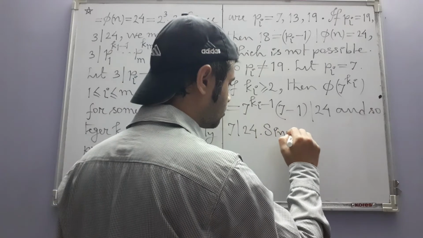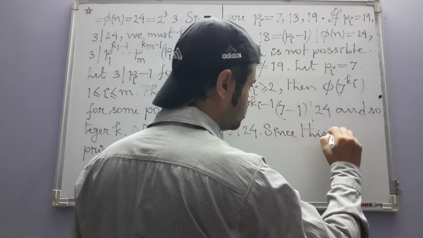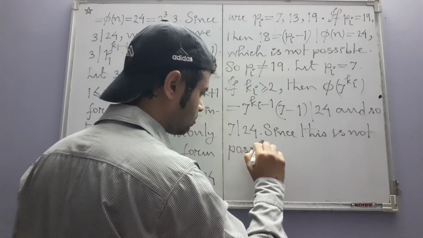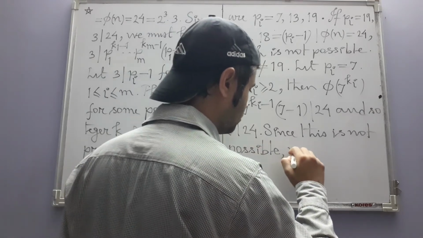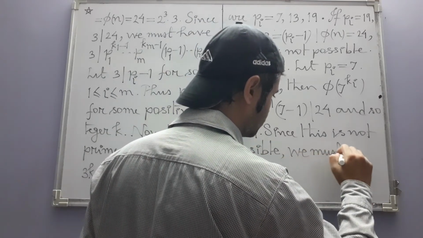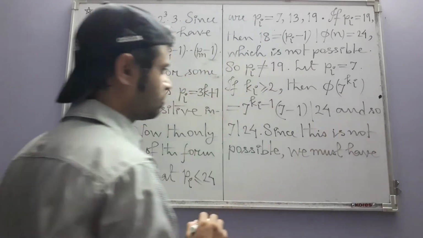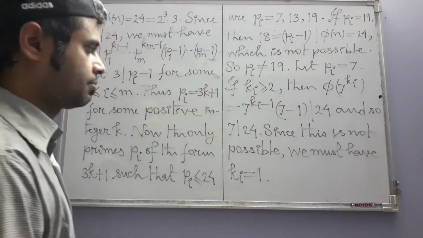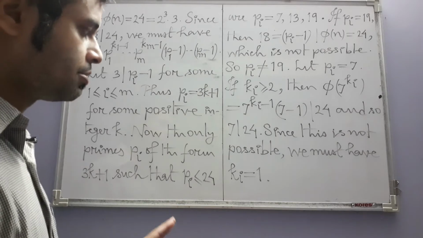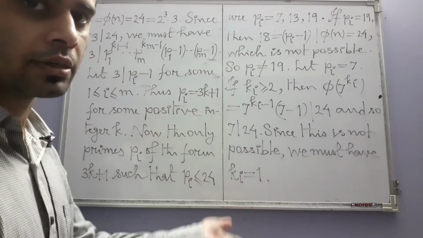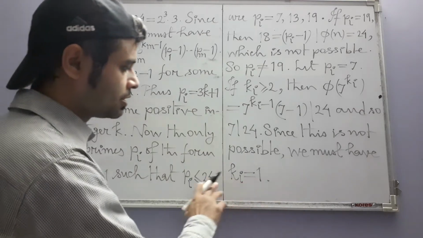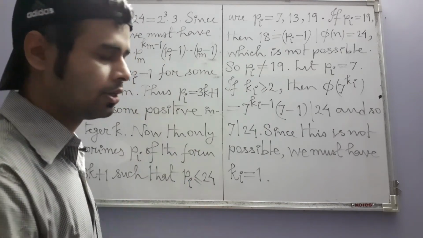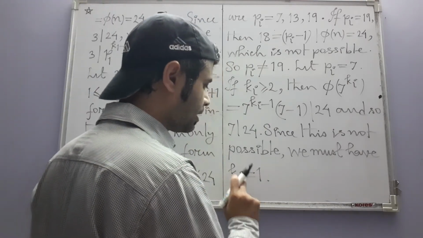Since this is not possible, we must have ki equal to 1. Ki cannot be equal to 0, because if you go back to our thing where we wrote about these pi's and ki's, all the ki's have been considered to be positive integer exponents. So that means the only possibility is ki being 1.